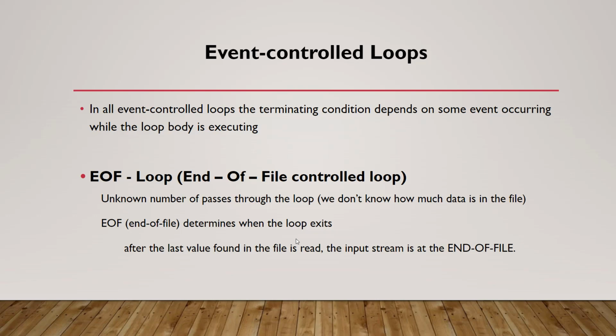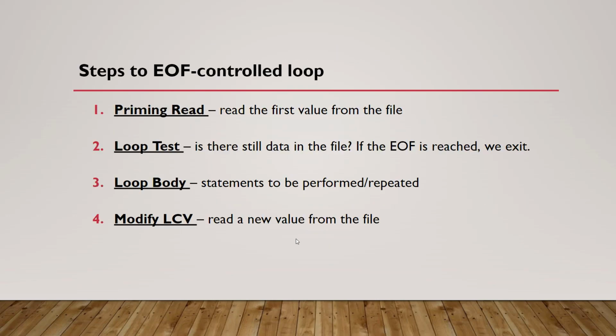After the last value in a file is read, the input stream is at the end of file state. That end of file state evaluates to false, and we know to exit the loop. So the only thing that's really different for an end of file controlled loop is that instead of declaring and initializing the LCV, we still need to declare and initialize our DN, but we need to do this priming read.